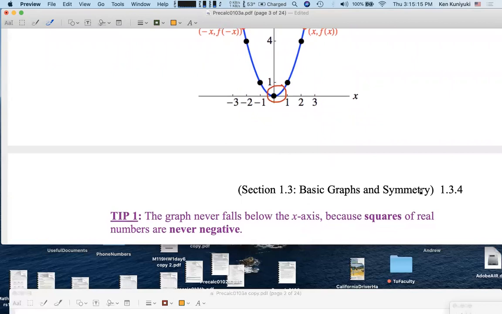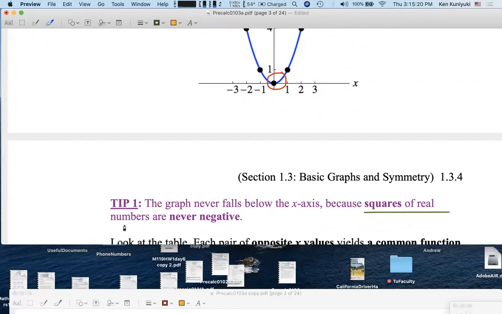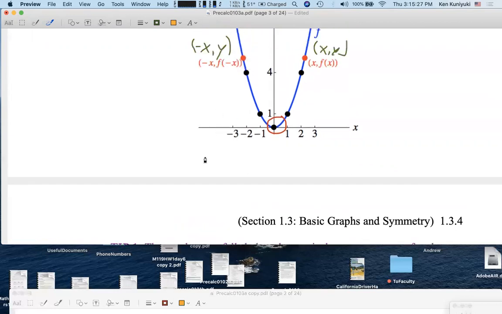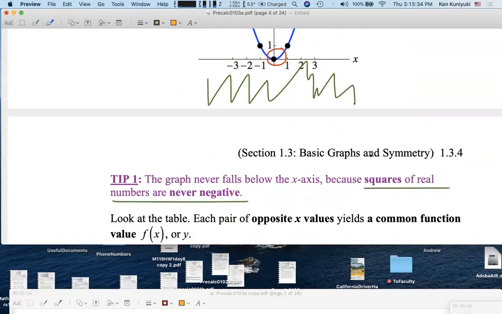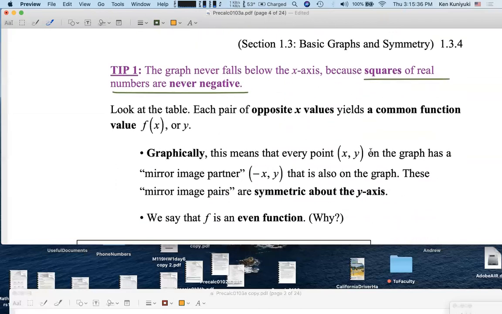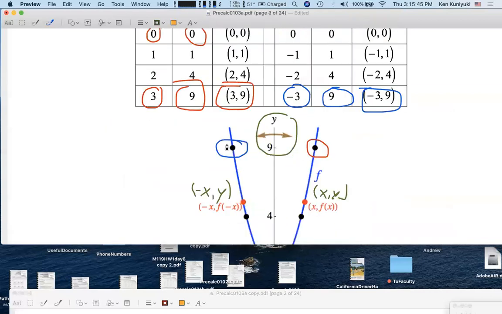Something else you should know about the x squared function, remember that squares of real numbers are never negative, which means that the outputs are never negative. The y-coordinates are never negative. So the graph never falls below the x-axis. Again, every point x, y in the graph has a mirror image partner about the y-axis, opposite of x, comma y. This demonstrates the symmetry about the y-axis.